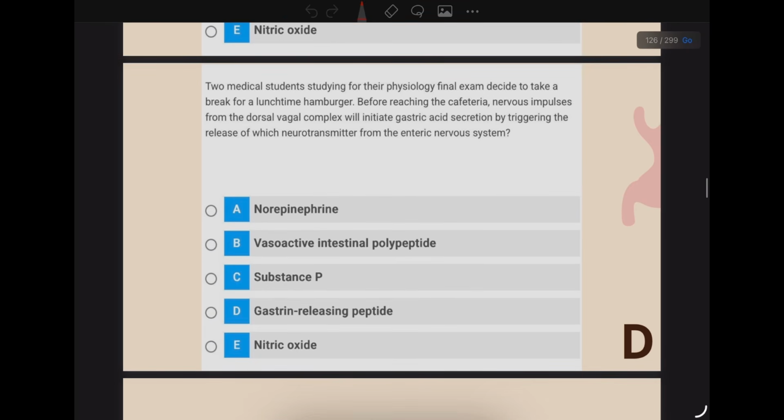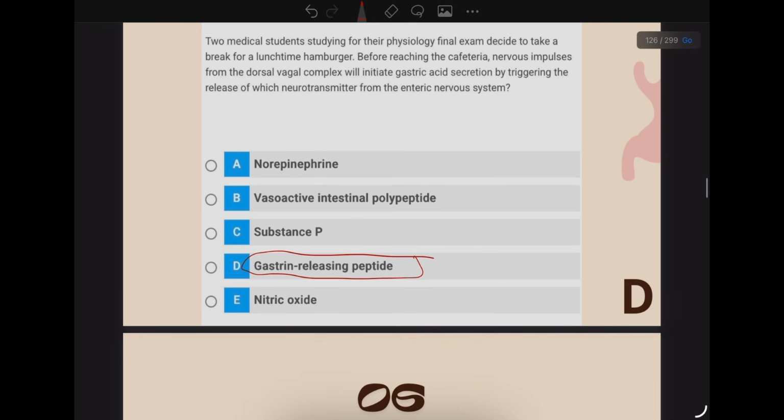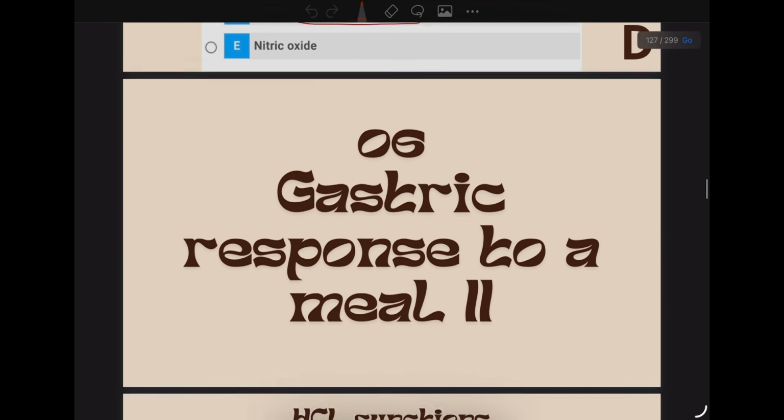Okay, I'll just move on. It's gastrin-releasing peptides, because which of the following basically increases HCl. It will be gastrin-releasing peptides. By the way, this is VIP, because I don't remember if I told you the full name. But when you see it, I think you can tell it's VIP. But it's not even the correct answer anyway.